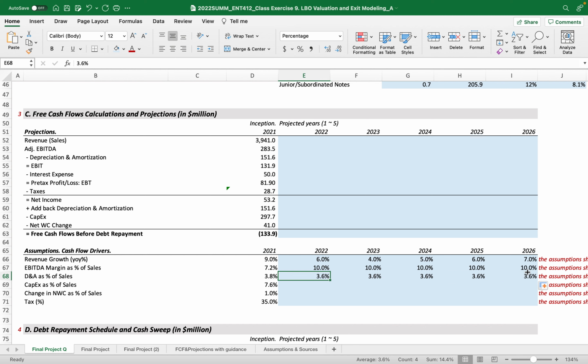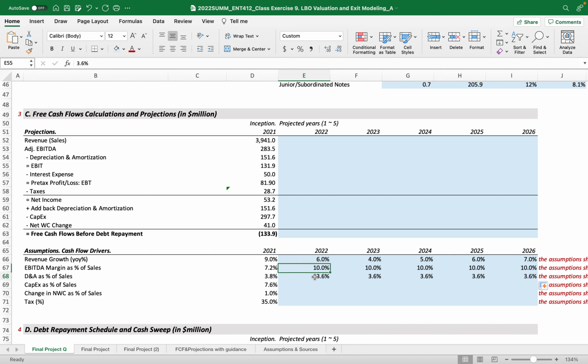And then the capex investment percentage. So here is the thing: even though I put this 3.6% of the sales, the depreciation and amortization in dollar terms will not be the same. I mean, this 3.6% of the sales is already increased by 6% every year, because the depreciation and amortization is calculated as a percentage of sales, right?